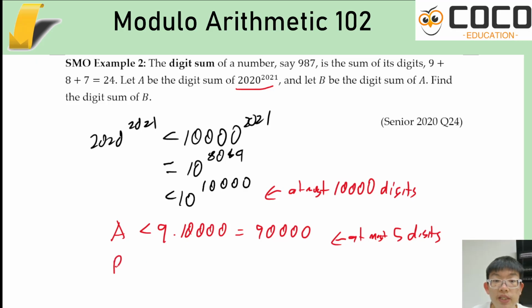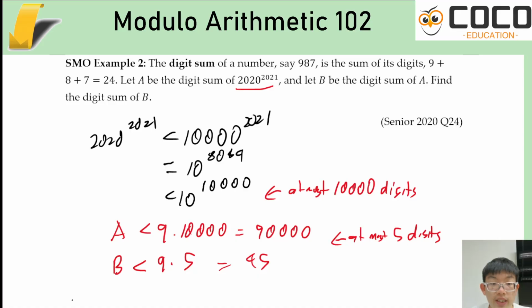And therefore B is at most 5/9 in terms of its sum, which is 45. And so I should bear in mind that the digit sum of B is very small. This is the first thing. The second thing is, where else have we seen digit sum before? And the answer to that in a modular arithmetic video is quite clear. We have seen this being mentioned as the test for 9.